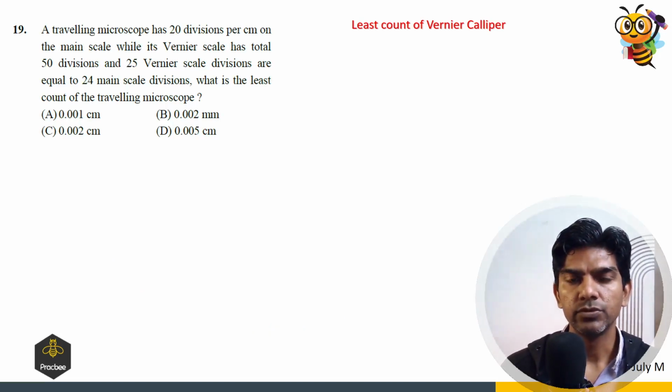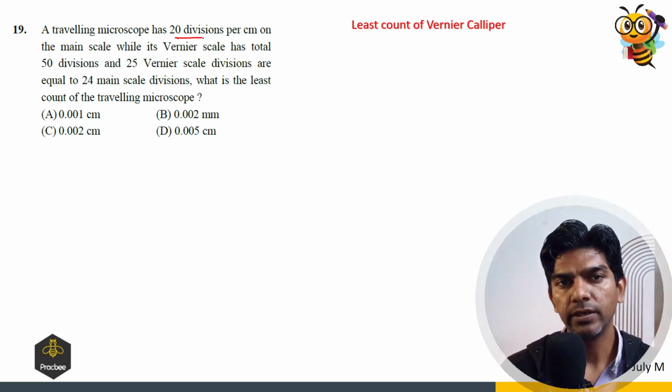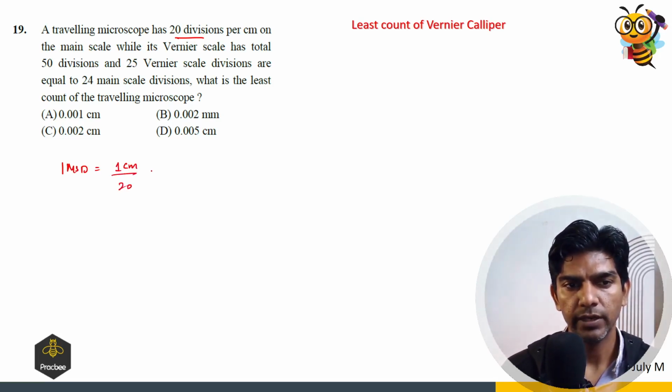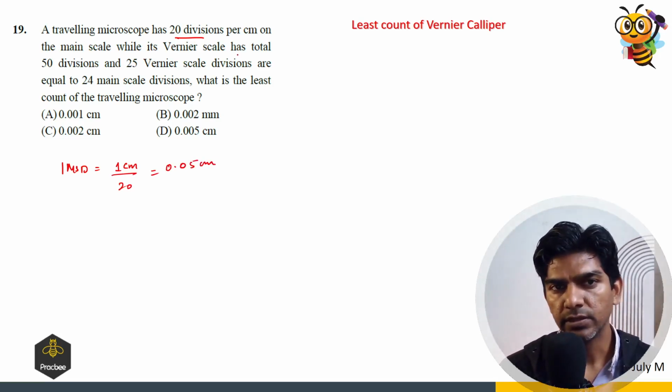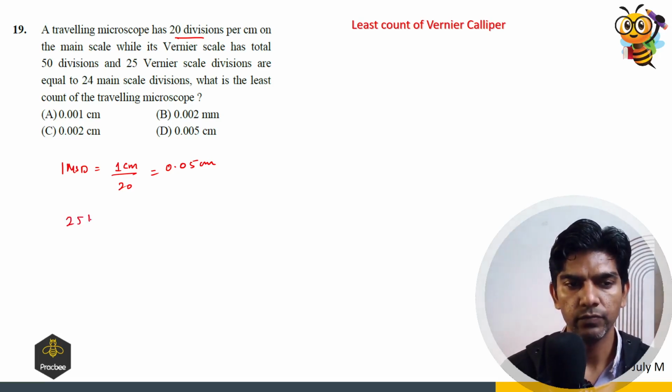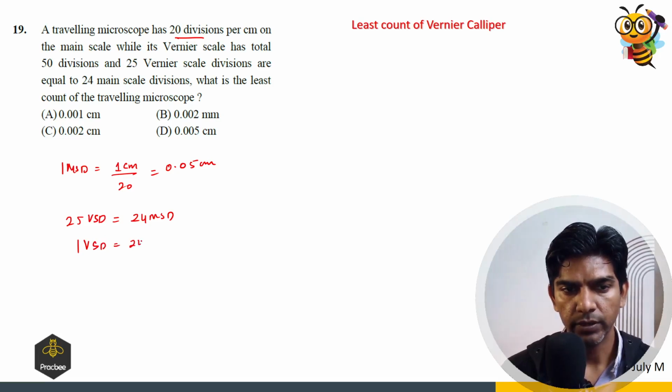Now let us see this question based on the same problem type. A traveling microscope has 20 divisions per centimeter on main scale. So one main scale division will be 1 centimeter over 20. So that will be 0.05 centimeter. While its Vernier scale has total 50 divisions, and 25 Vernier scale divisions are equal to 24 main scale divisions. So 25 Vernier scale divisions is equal to 24 main scale divisions. Now from this, one Vernier scale division will be 24 by 25 times 0.05.